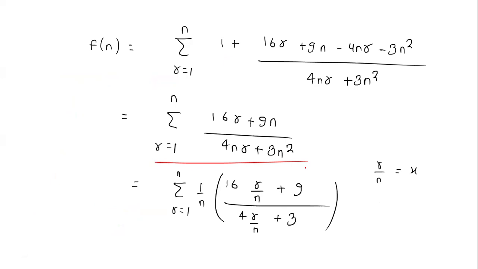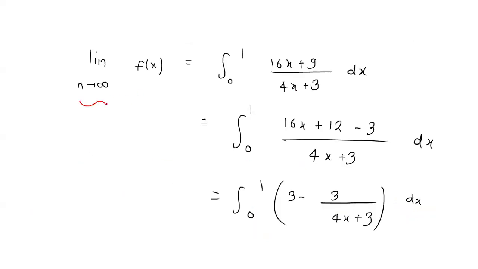Now if you see this, you can take this n outside in the numerator, and the n square outside from the denominator, and here it will form r by n, and here it is 1 by n. So if you take r by n to be x, then dr by n will form the dx. This is the formation, and if you take limit n tending to infinity, then this is the equivalent of this integral, like this.